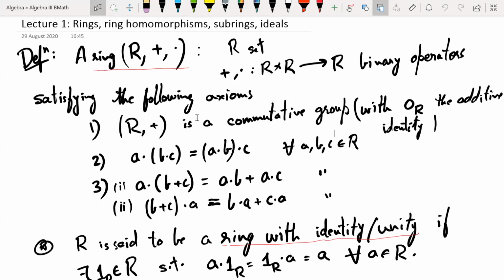One of the first axioms is this: (R, +) should be a commutative group, and the identity of (R, +) we denote by 0_R. The additive identity is also called the zero of the ring.